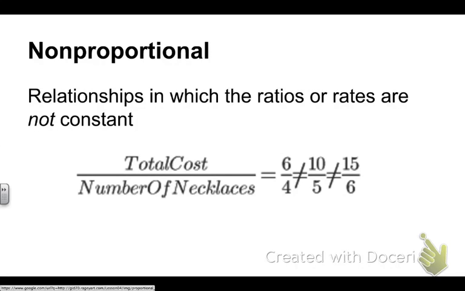So if you take the total cost, let me just write it out here. If you take the total cost of the number of necklaces and reduce 6 to 4, you're going to get 3 over 2. If you take 10 over 5, well, 10 divided by 5 is 2. Those are not equal. And if you take 15 over 6, you would get 5 over 2. Those are not equal. None of those are equal, so all of those would be non-proportional.